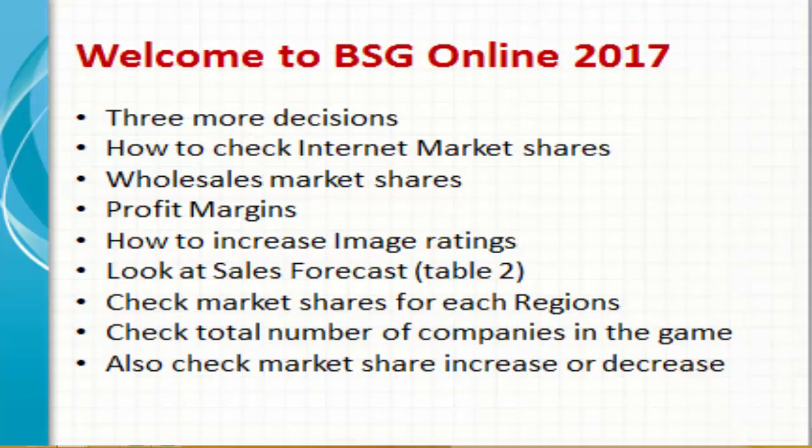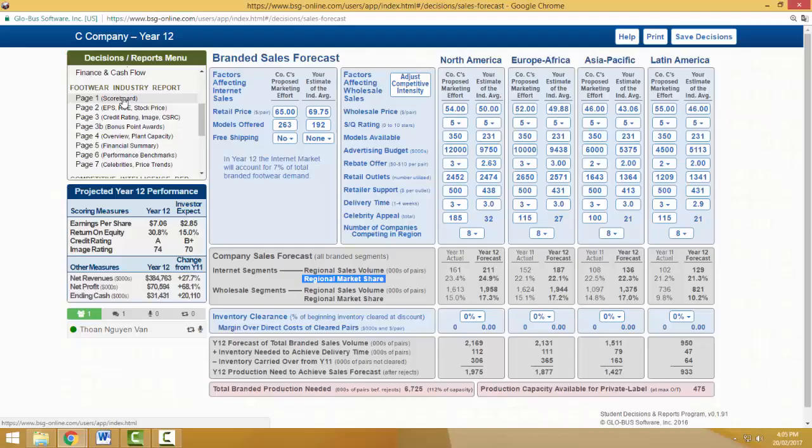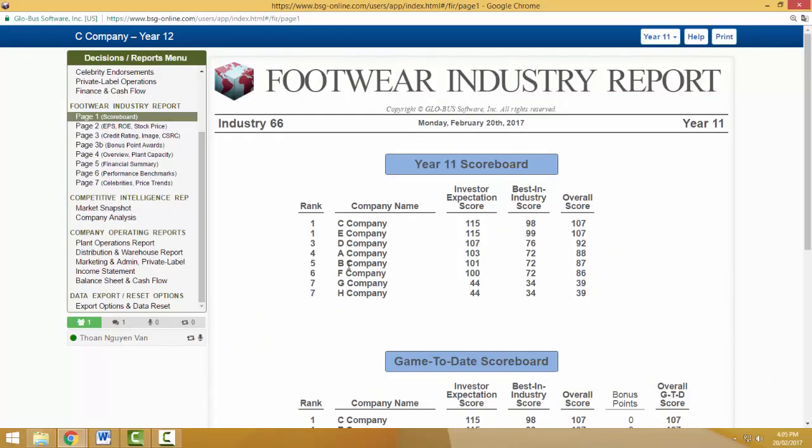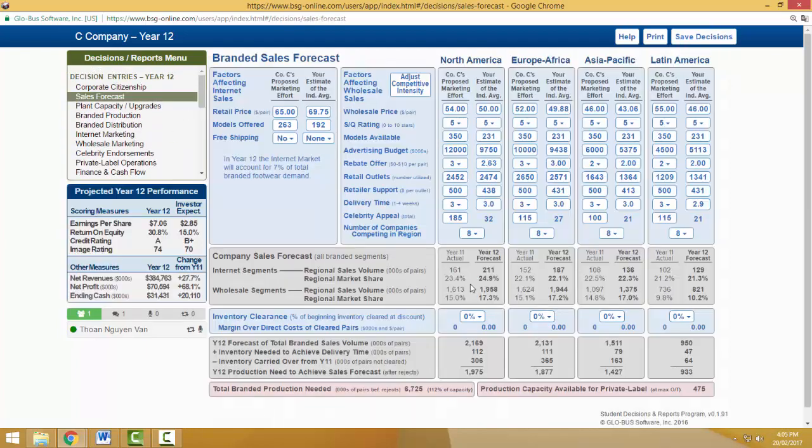After putting in the information in the focus, as in the previous video, we can check, with this combination of decisions, what our company's expected market share is. Here we have the internet segment and also the wholesale segment. We see the market share for internet is 24.9%, 22.1%, 22.3%, and 21.3%. That is good because we have 8 companies in the game, and we have over 24% of the market share. It is a really good number.